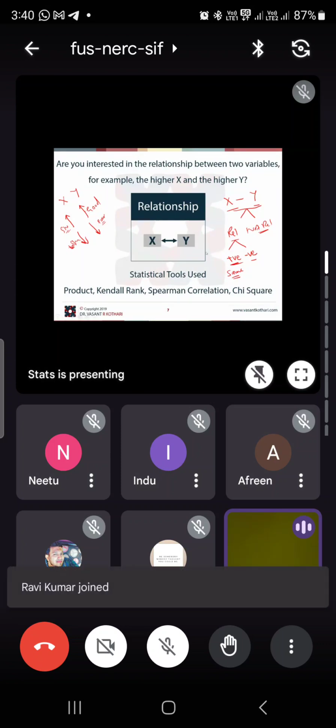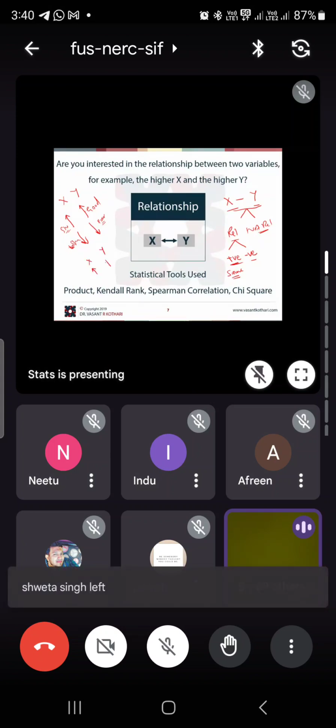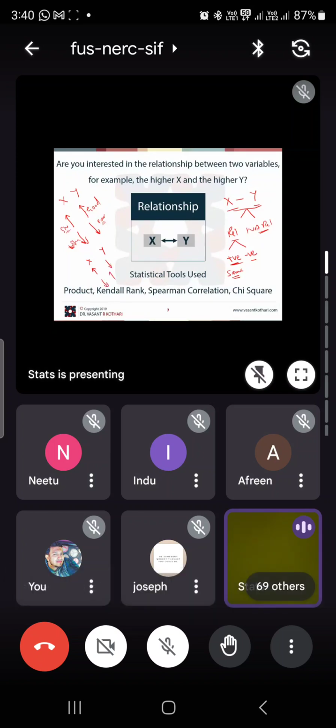Okay, what about negative relationship? Say, for example, again you have the two variables X and Y. So one variable is going up, another variable will go down, or if one variable is going down, another variable is going up. It means that the variables move in an opposite direction. Then we call it a negative relationship.